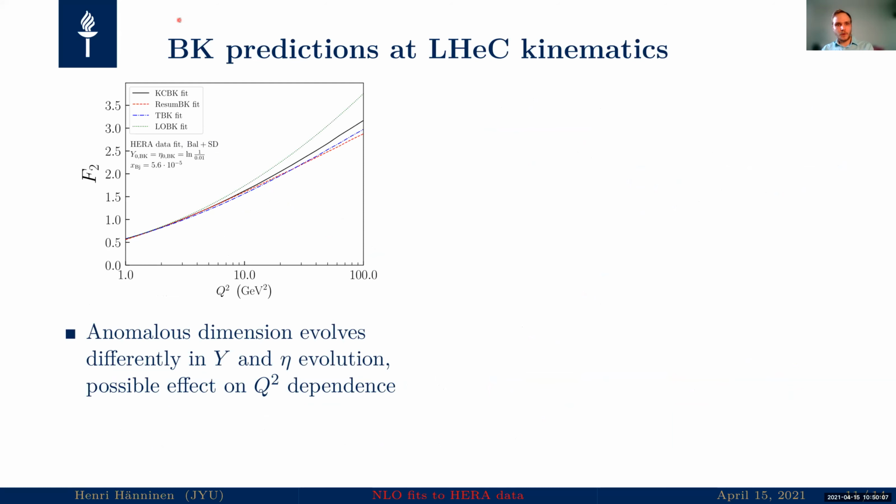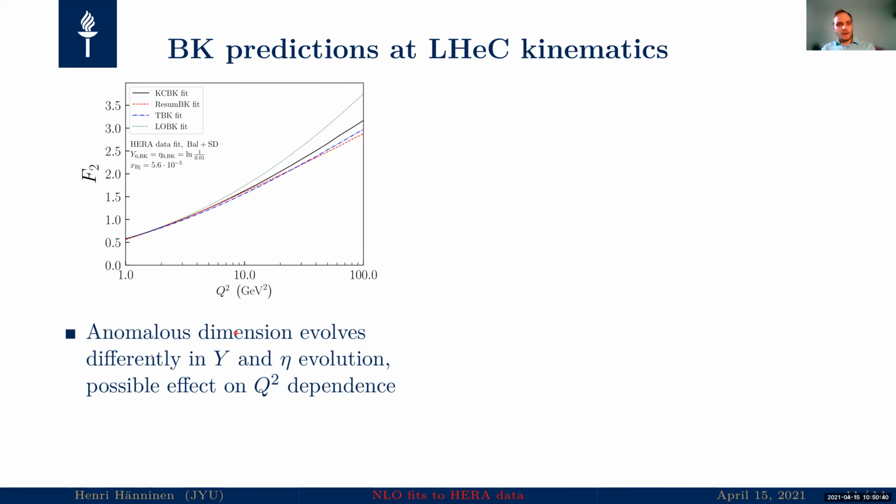So then let's move on to predictions at the LHeC kinematics. This is F2 as a function of Q squared extrapolated to fairly small Bjorken x. And here we are comparing the older leading order BK fit to three of our fits with the enhanced BK equations. And as you can see, the NLO corrections have a fairly consistent effect compared to the leading order.